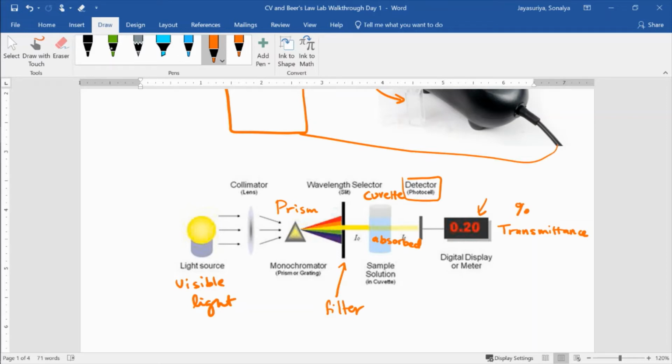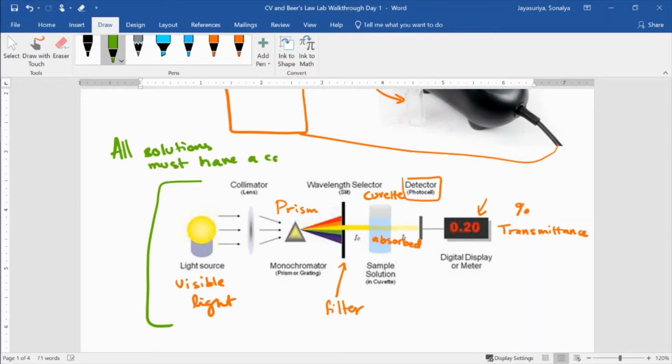And in order for this kind of thing to work, okay, for you guys in a colorimeter situation for Beer's Law labs, all solutions must have color. So the two solutions that you actually use this for in a regular year would be a copper sulfate solution, which is blue, and then the crystal violet, which is this lab, is purple, okay? Without colored solutions, you cannot use colorimetry, okay?